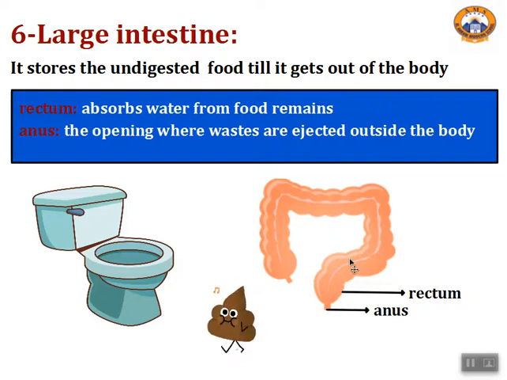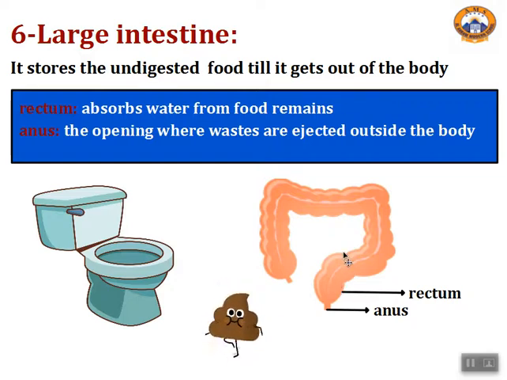What is the function of the rectum? The rectum absorbs the water from this undigested food, or from the food remains, because we don't want to lose the water. The water is very important for the body and helps in all the body processes. So before we eject the waste out, or the food remains outside the body, we take all the water from it. That's why the stool is hard, because all the water was absorbed in the rectum.